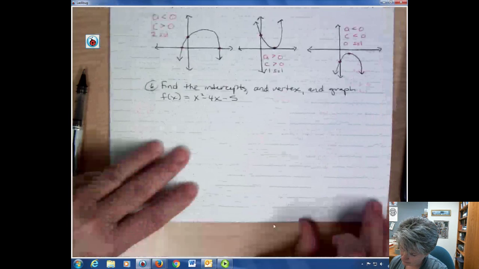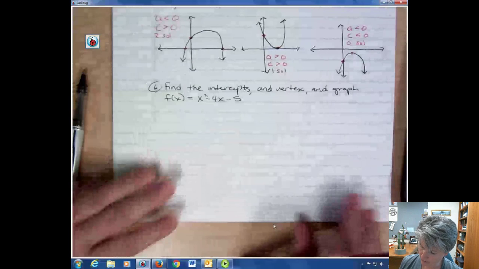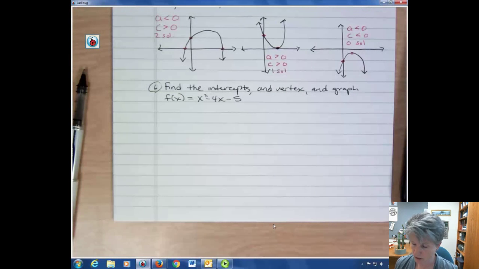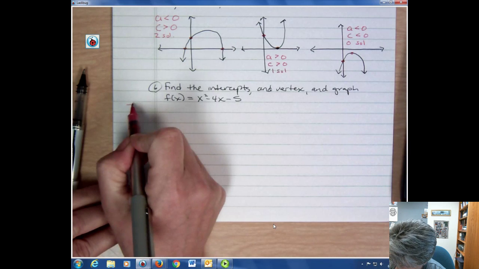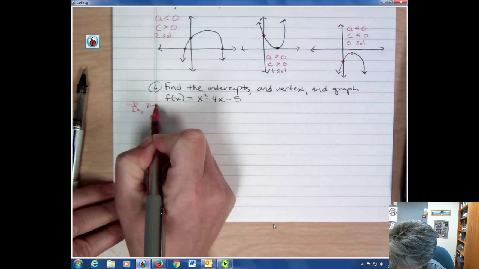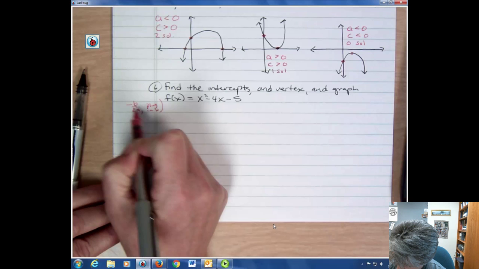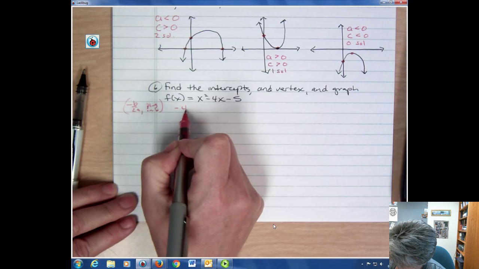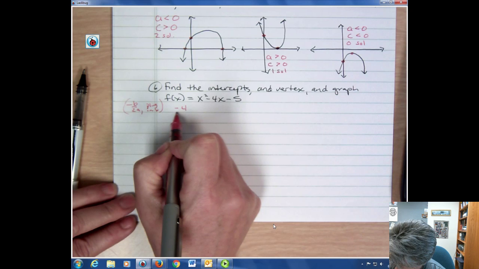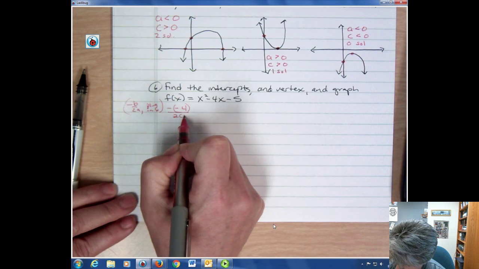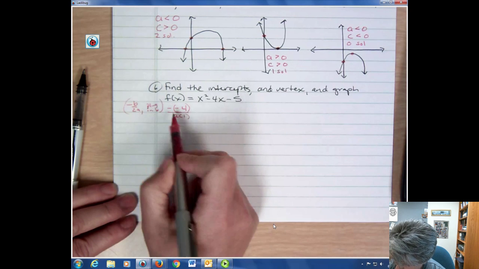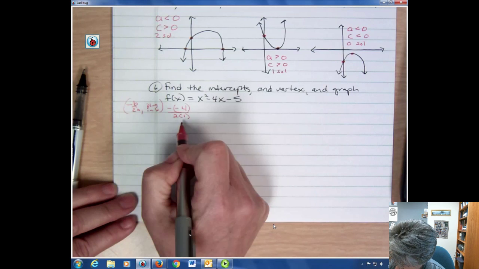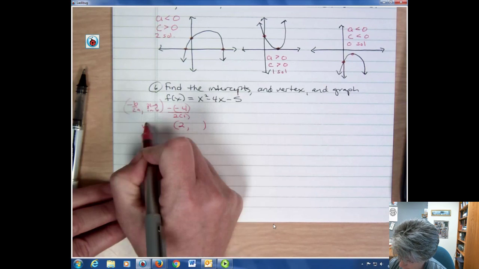And the next thing asks you to find the intercepts, the vertex, and graph of this equation. So to find the vertex, remember I'm going to do negative b over 2a and then plug in the x. So I'm going to start with that. I'm going to take negative 4 over 2 times 1. That's my 2a. That's going to give me 4 divided by 2, or 2. This is my vertex x. How do I find the rest of that?